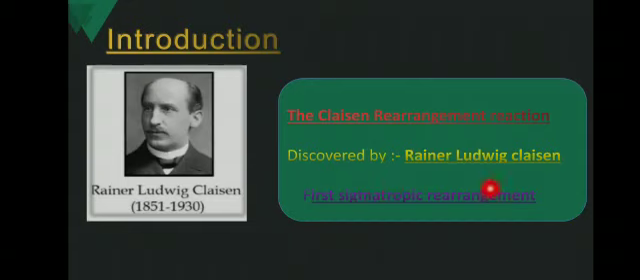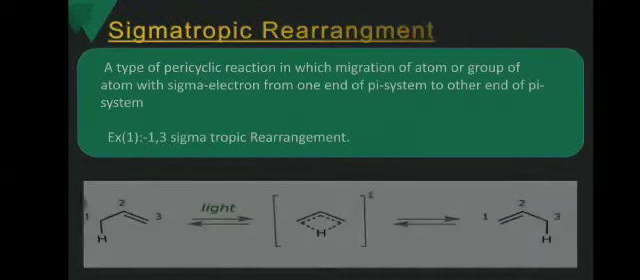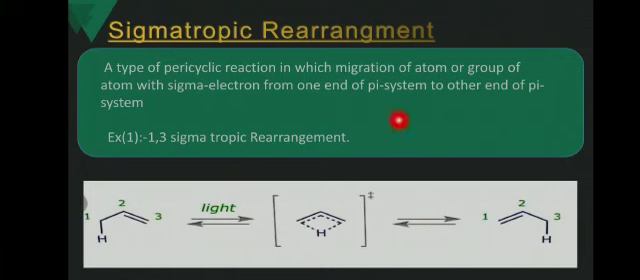So what is the sigmatropic rearrangement? Firstly, we see what sigmatropic rearrangement reactions are. A sigmatropic rearrangement reaction is a type of pericyclic reaction in which an atom or group of atoms with a sigma electron migrates from one end of a pi system to the other end of the pi system. There is no change in the number of sigma and pi bonds; they remain the same, and only the rearrangement takes place.